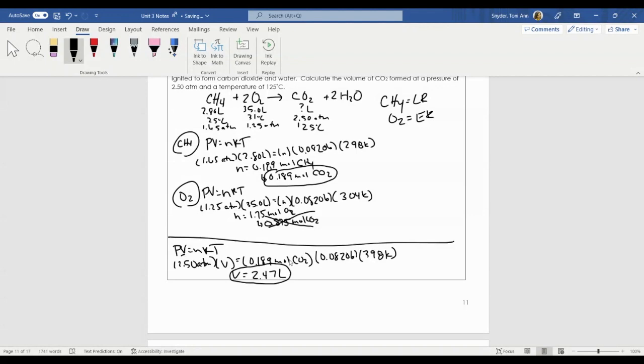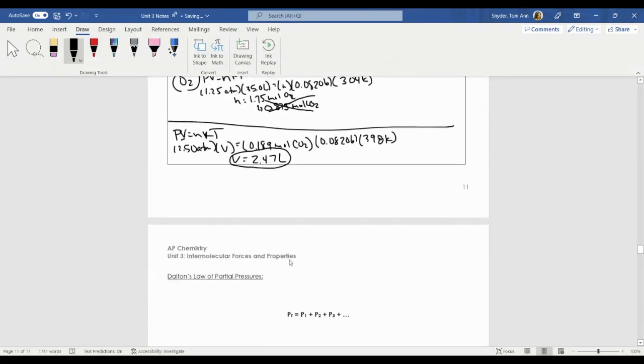It takes a lot of practice, right? I hope to give us as many practice problems as I can with this. That was a good one. That's a good problem right there.